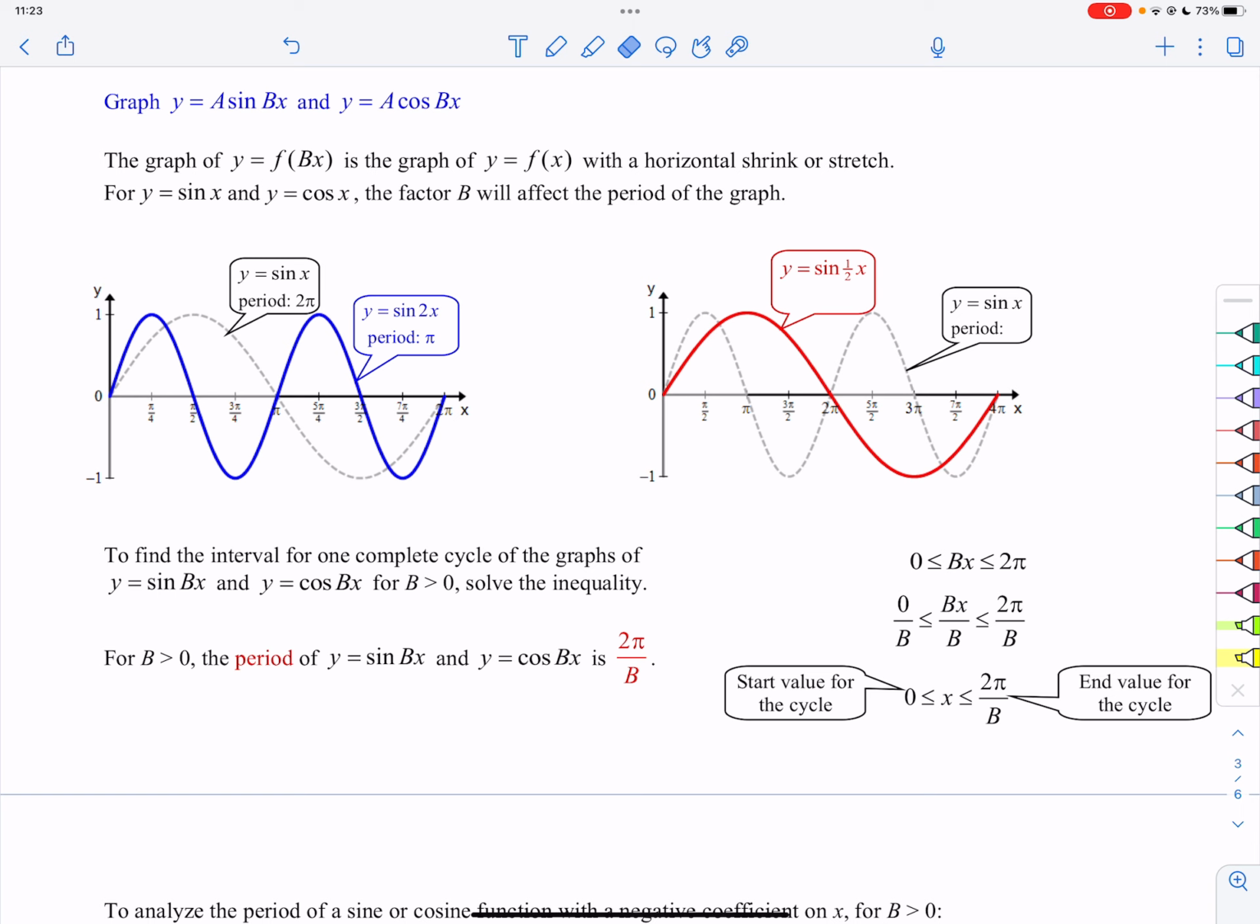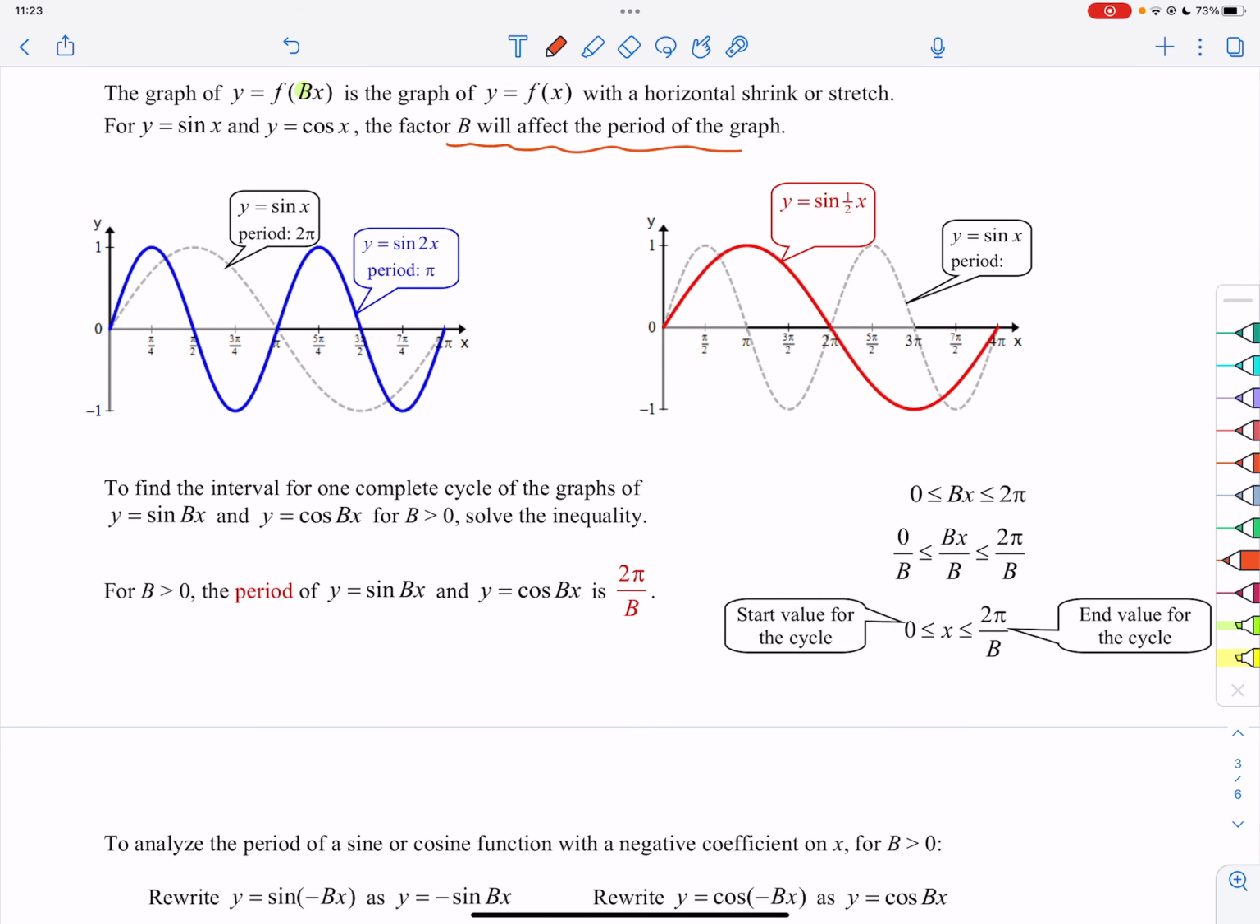have horizontal shrink and stretching with the graphs. And the factor b here is going to affect the period of the graph, okay? So y equal to sine of x has a period of 2 pi, but when you have y equals the sine of 2x, the period is just pi, okay? So that is written right here.